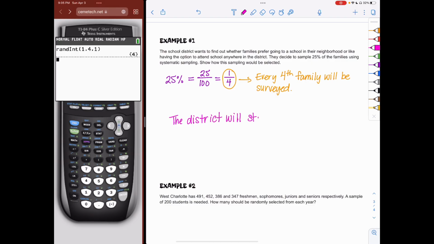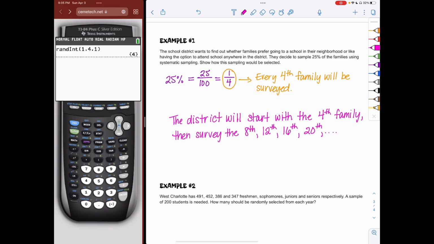So basically, the district will start with the 4th family, then survey the 8th family, the 12th family, the 16th family, the 20th family, and so on. Okay? So that's how that will work.